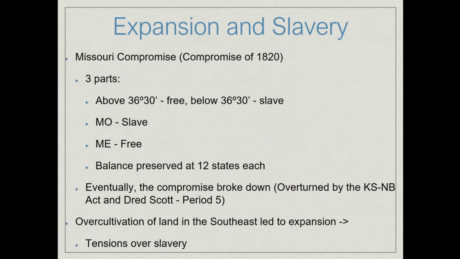What's going to happen is a lot of Southerners will cultivate the land in the Southeast, and this is going to lead to a lot of Southerners wanting to move west and to bring slavery westward. And this is going to cause tension with the expansion of slavery.